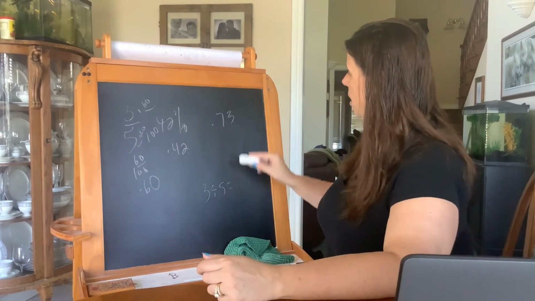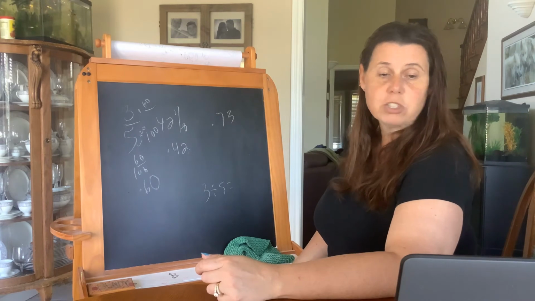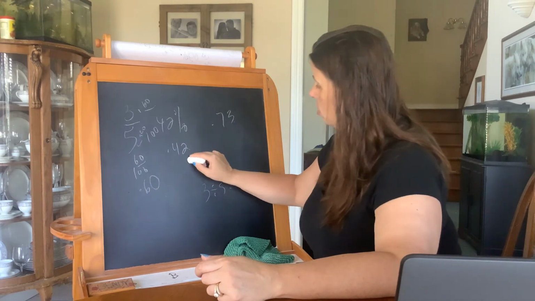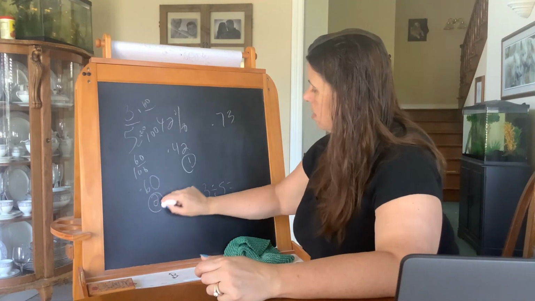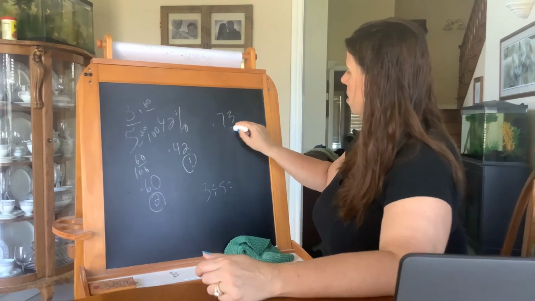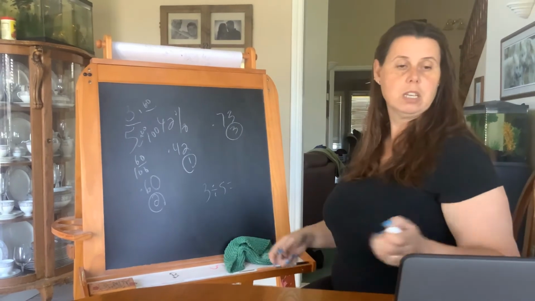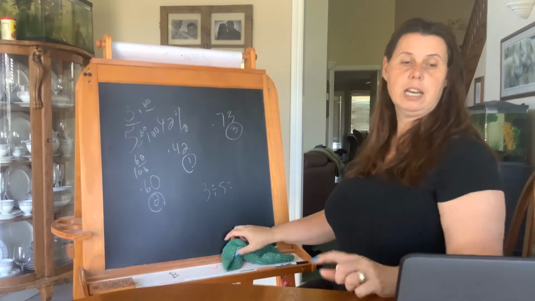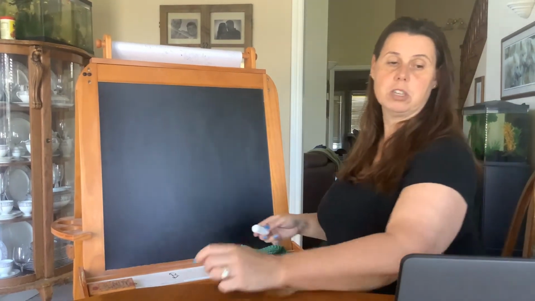All right, so we have decimal 73, decimal 42, and decimal 6. And we have to go least to greatest. So decimal 42 is the least, decimal 60 is the next least, decimal 73 is the greatest. Okay? So there's that one. I'll do the last one with you too.